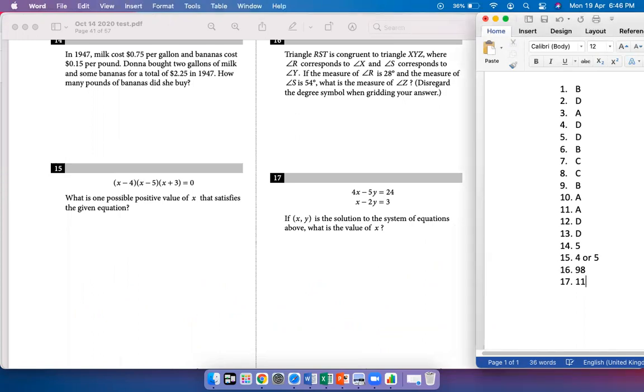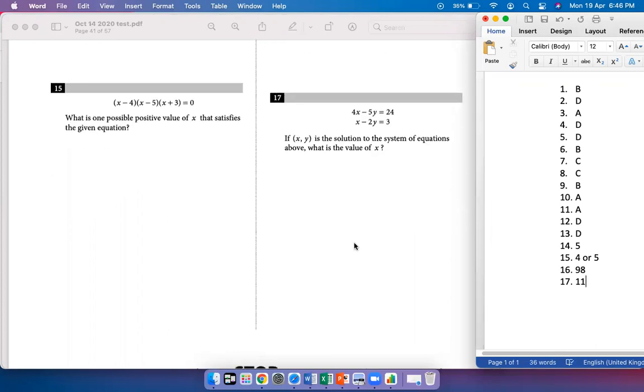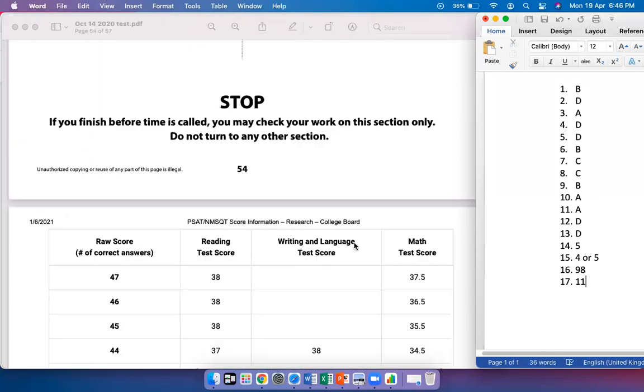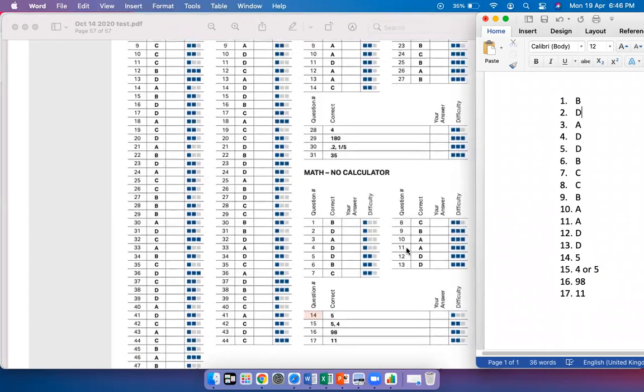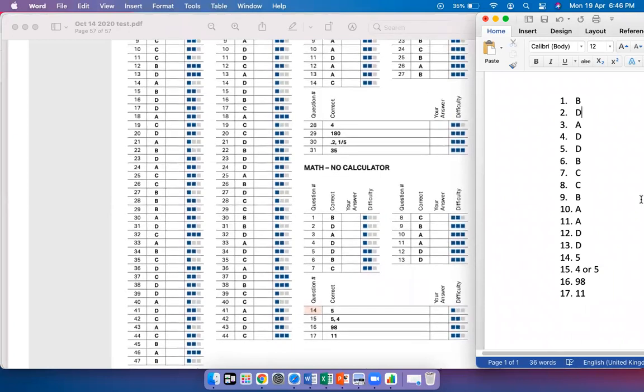Okay, so that was the no calculator section. Let's grade it and see if we got our questions right. So, where is no calculator is here. That's a funny way to put it here. B D A D D, B C C B, B C C B, A A D D, A A D D, 5, 4, 5, 98, and 11. Okay, so we got all correct. Right, so that was the no calculator section.